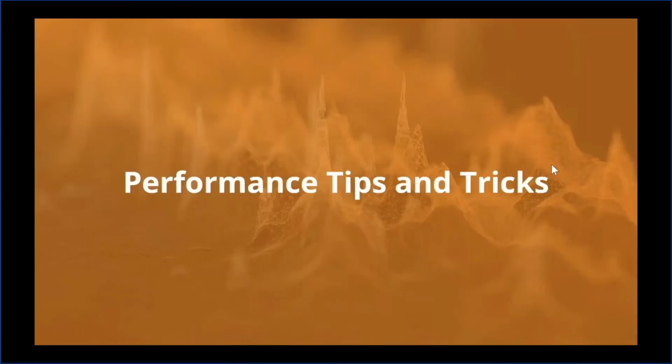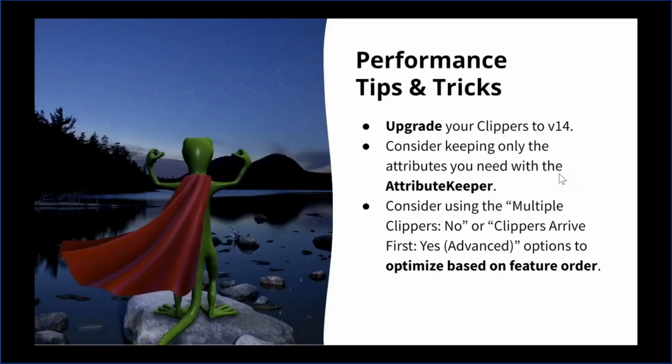All right, and now I have a couple of performance tips and tricks I'd like to share. The first would be to upgrade Clippers in existing workspaces to Clipper version 14. This may not have a performance improvement, but I've also seen cases between 8 and 40 times faster with the transformer upgrade. I would consider keeping only the attributes you need with the AttributeKeeper.